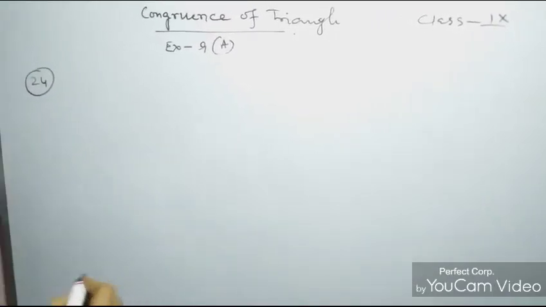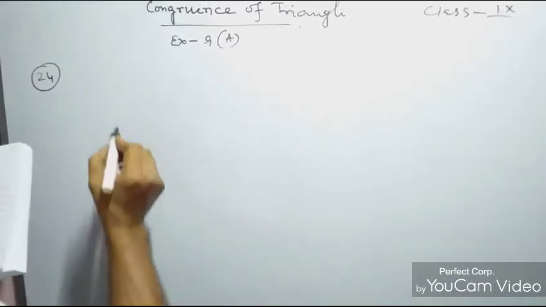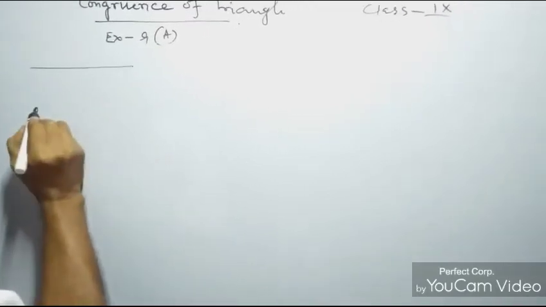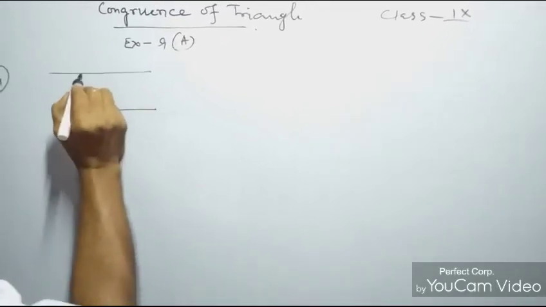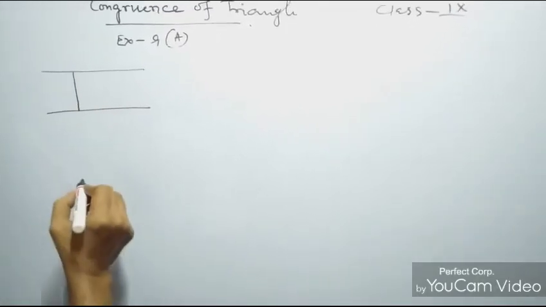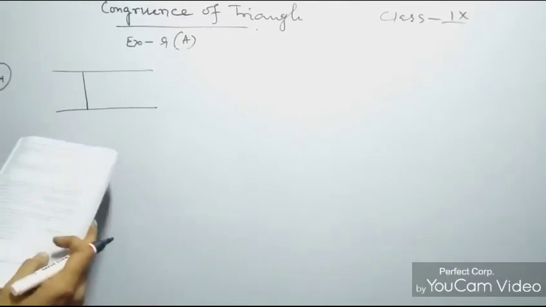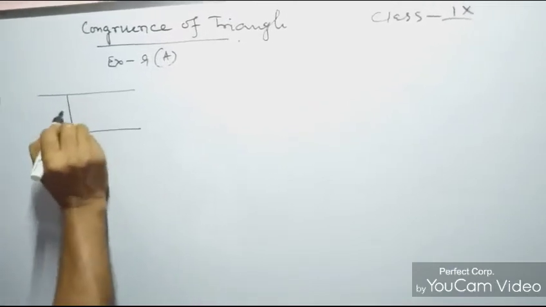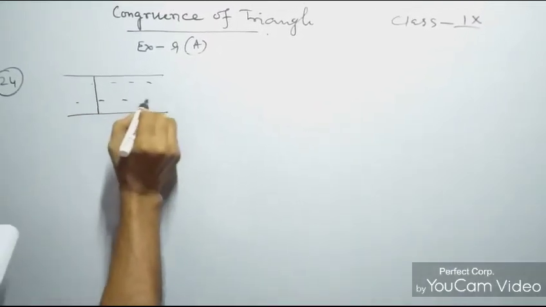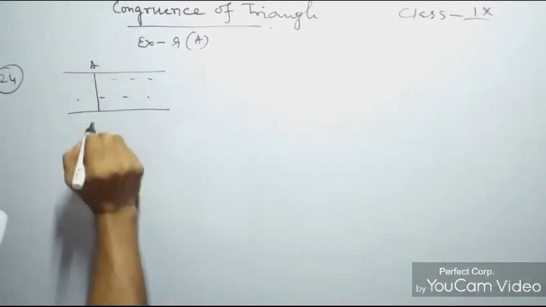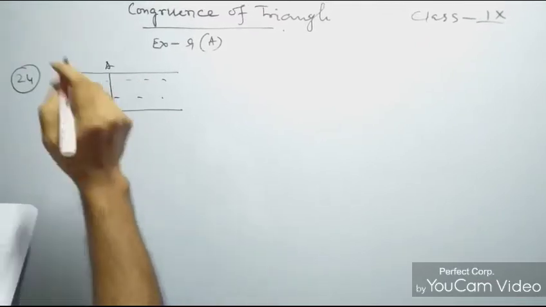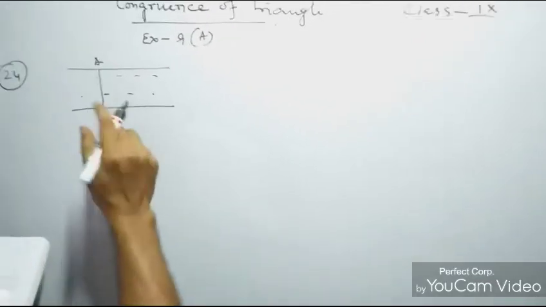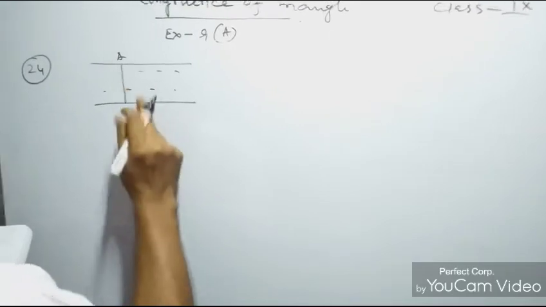Come to number 24. This is also a very important one. In the adjoining figure, it is given that this is a river and this is the width of the river. This adjoining figure explains how one can find the breadth of the river without crossing it. Suppose this is the river and AB is the width of the river. We need to find it without crossing.